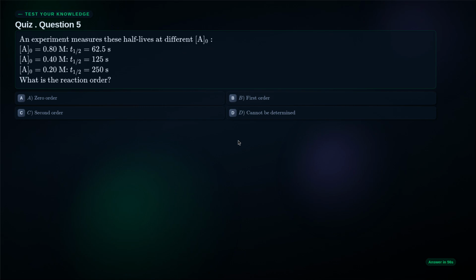Quiz question 5. An experiment measures these half-lives at different initial concentrations. At 0.80 molar, T1/2 is 62.5 seconds. At 0.40 molar, T1/2 is 125 seconds. At 0.20 molar, T1/2 is 250 seconds. What is the reaction order?